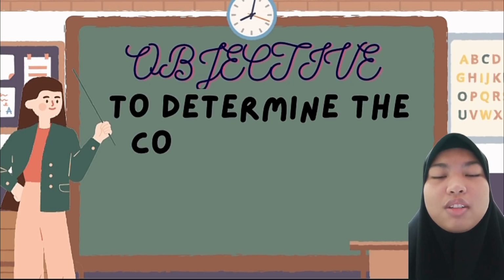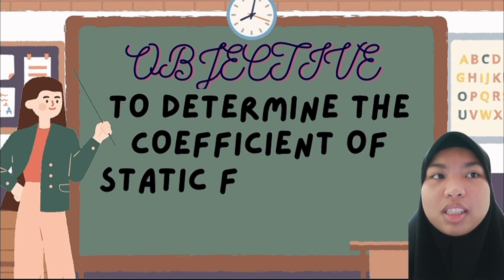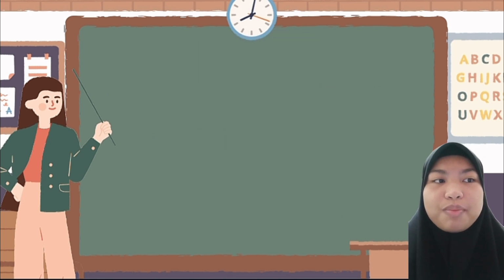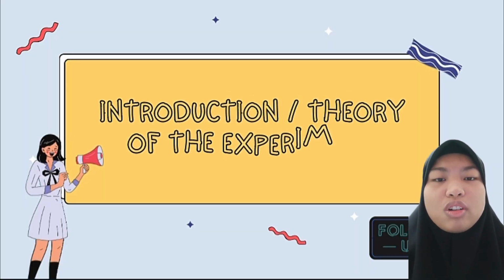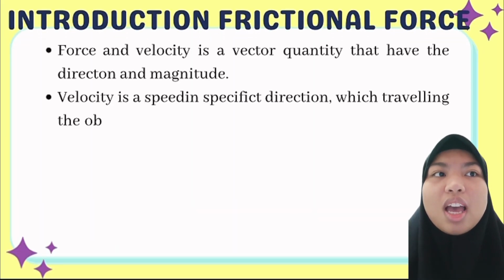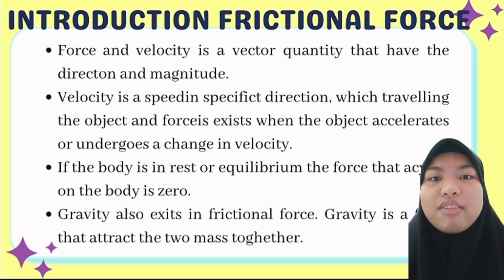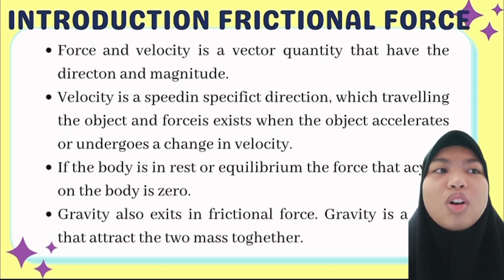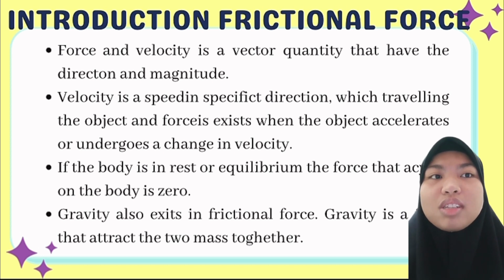The objective of the frictional force experiment is to determine the coefficient of static friction of different surfaces. The introduction or theory of this experiment is that force and velocity are vector quantities that have direction and magnitude. Velocity is speed in a specific direction in which the object is traveling, and force is present when the object accelerates or undergoes a change in velocity.